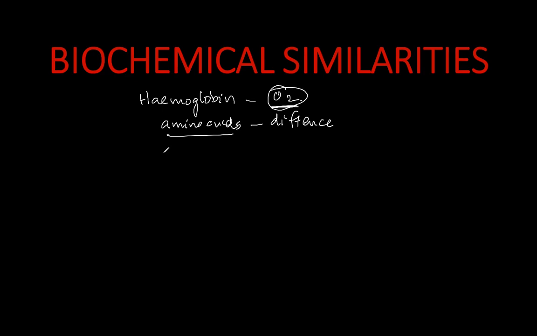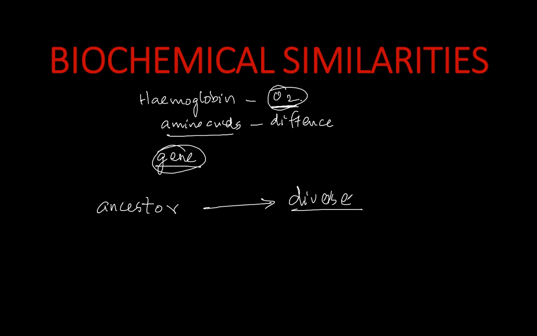Okay, so you will find similar examples in genes too. But we don't learn any examples for this. All these biochemical similarities show that animals have a common ancestor. All right, all mammals, all vertebrates had a common ancestor, and according to the requirement, they diversified and turned into diverse, different kinds of organisms.